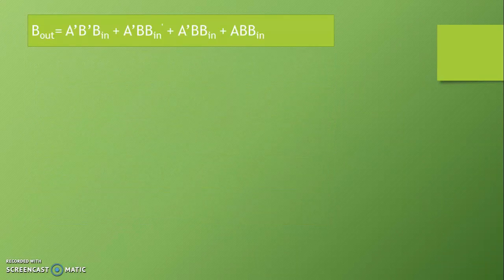Same way, if we write Boolean equation for the borrow with the help of truth table, and if we simplify, then we get a similar Boolean function, that is A bar B plus A bar B in plus B B in. Now, based on both the Boolean functions for the difference as well as for the borrow, we can realize the logic circuit for the full subtractor.